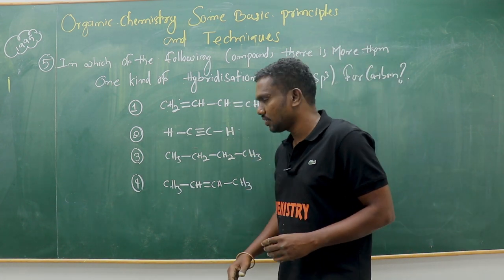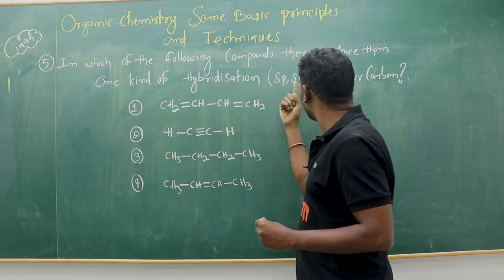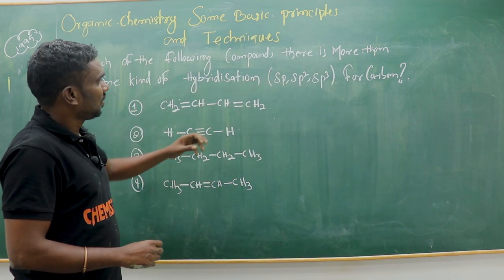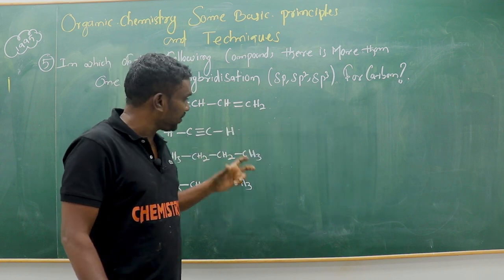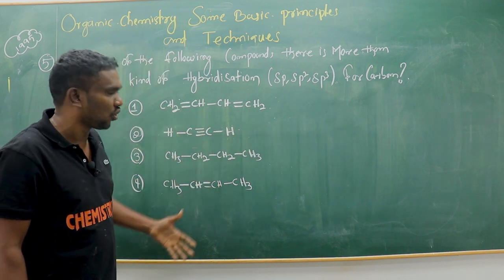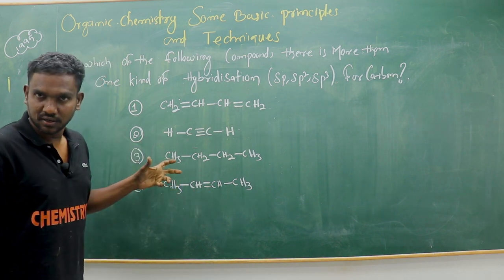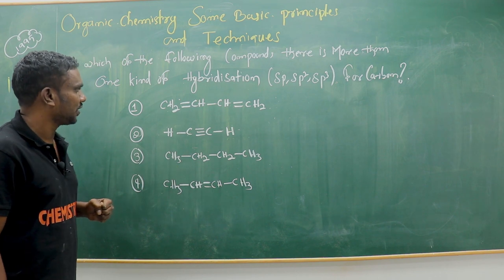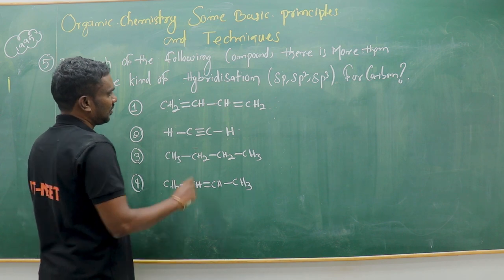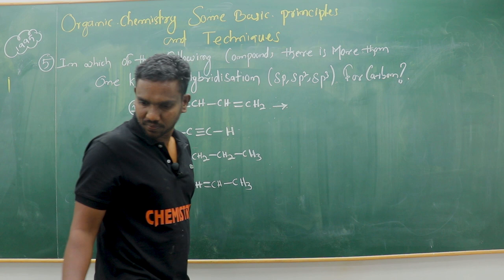Beta, in these four options, "more than" means more than one, that is, which option has more than one of sp, sp2, sp3. Different hybridizations are present in which of the following? Right sir, let's begin our question. First of all, look at the board carefully. See beta, first option, I will elaborate this one.